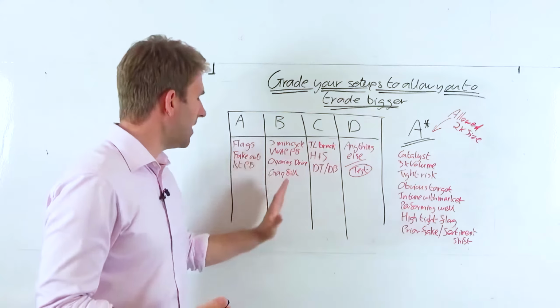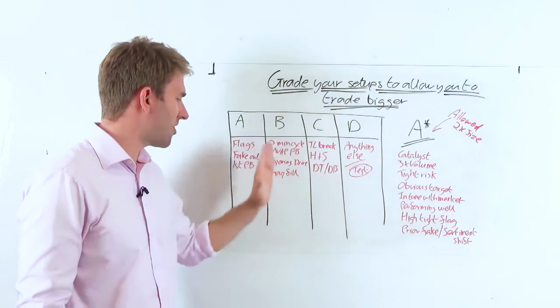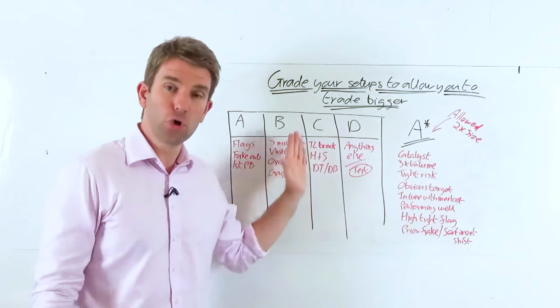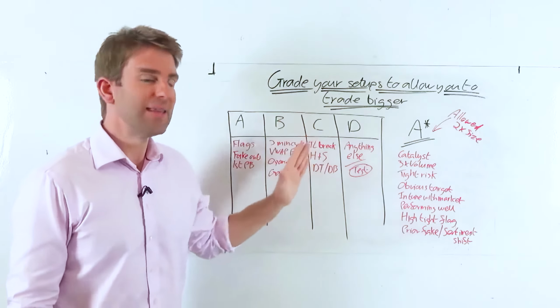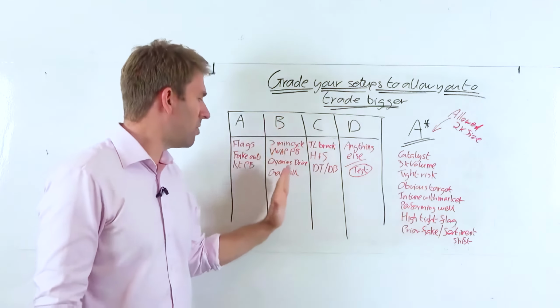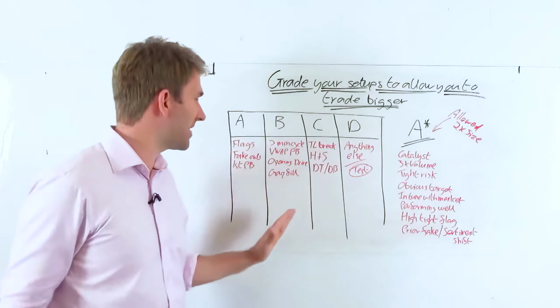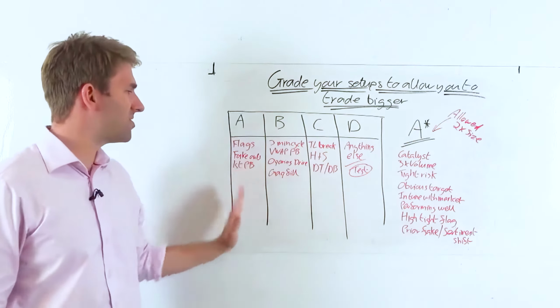It's all good. B, I've got my 3-minute cycle trade, a VWAP pullback, an opening drive trade, and a gap fill trade. Now these are good, but they slip in and out of A and B. In other words, I won't take these all the time, but under the right conditions, when I've got a few more green flags ticked, I'll take those, because to me they go into the A category.